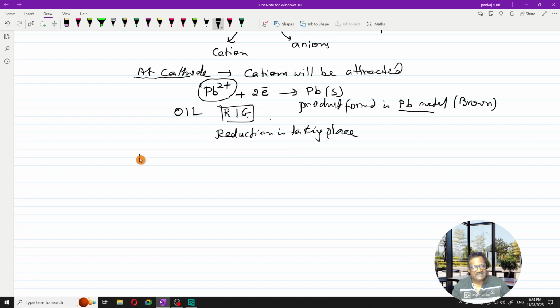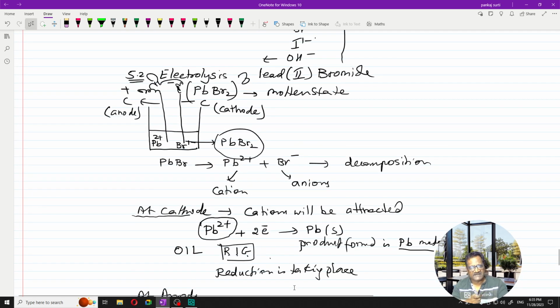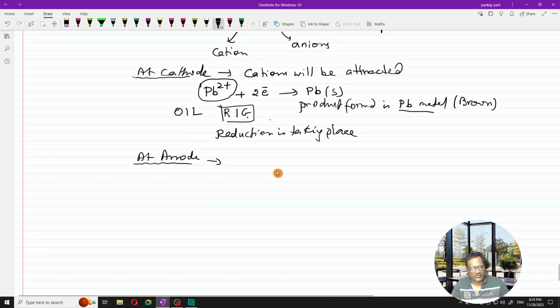Now let us check what is happening at the anode. The anode is also a carbon electrode, and it is connected to the positive terminal, so you will have a lot of positive charge at the anode. Because it is connected to the positive terminal, obviously it will have positive charge. This positive charge will always attract negative charge. Here in the electrolyte the negative charge is bromine, Br. For the element we use the word bromine, but if it is in ion state, we use the word bromide.